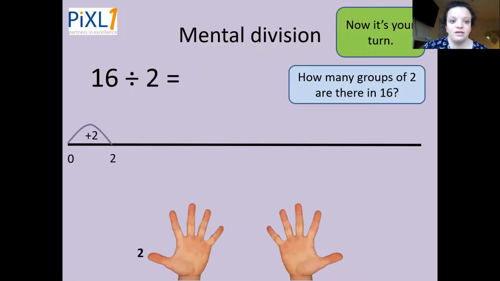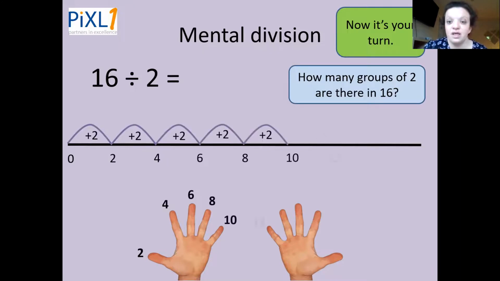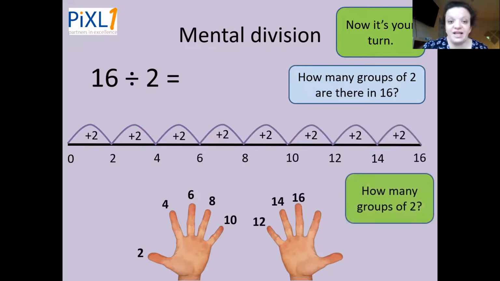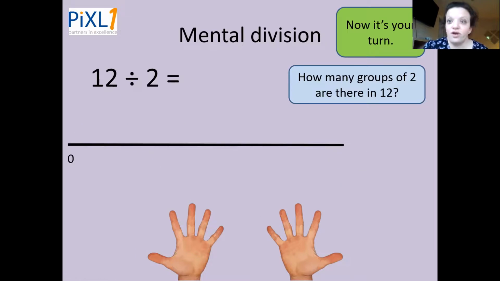Okay, well done. Let's see. So we've got 2, 4, 6, 8, 10, 12, 14, 16. So altogether, that's how many groups of 2? Let's count them. 1, 2, 3, 4, 5, 6, 7, 8. Count the fingers. 1, 2, 3, 4, 5, 6, 7, 8. Altogether, the answer would be 8. Well done if you got it right.